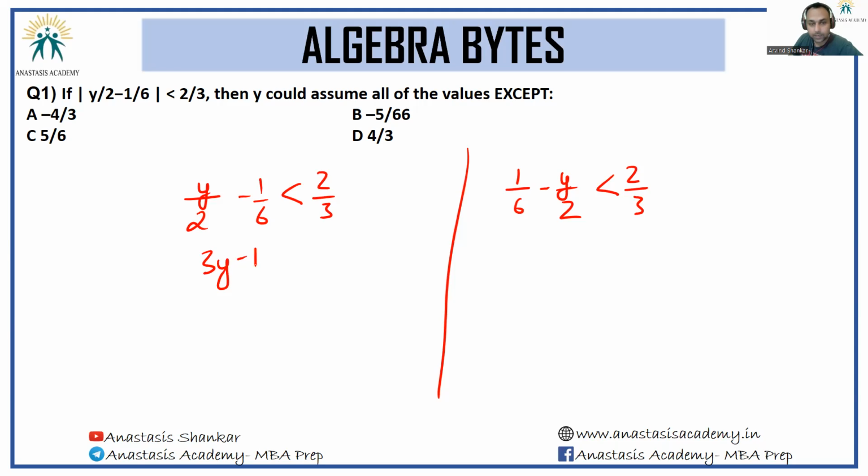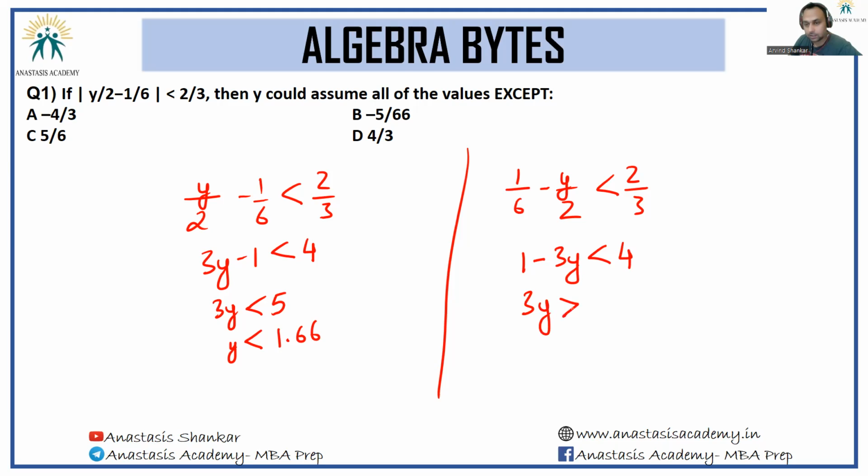So we get 3y - 1 is less than 4, or 3y is less than 5, or y is less than 1.66. The other case, what do we have here? 1 - 3y is less than 4. So 3y is greater than -3. y is greater than -1.